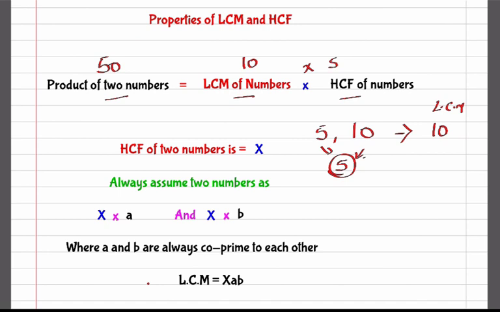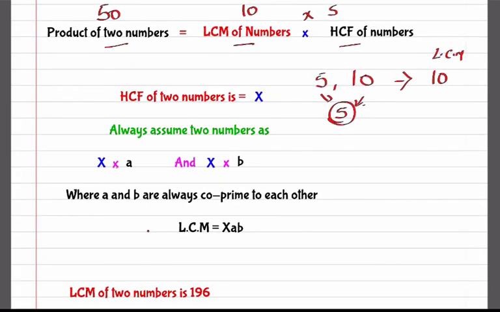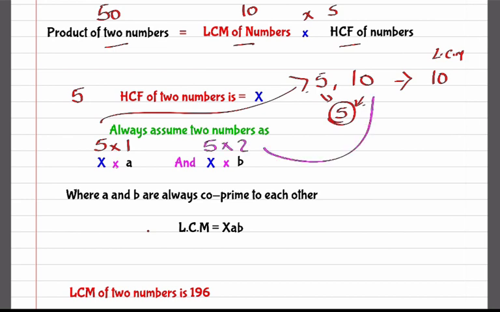This is true for any two numbers that you pick. So the LCM of the numbers into the HCF of the numbers will always give me the product of the two numbers. So let's start understanding this property better. I am saying the HCF of two numbers is X, which is my 5 as per my example. I can now write one number as X into A. I can write one number as 5 into 1, which is my 5. I can write the other number as 5 into 2, which is my 10.